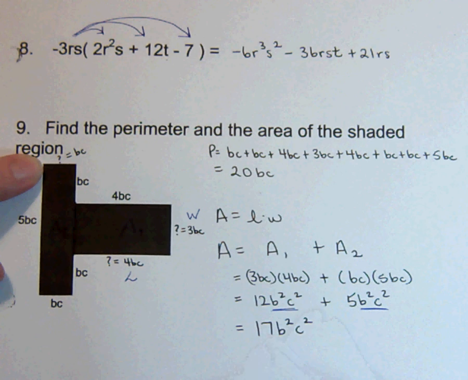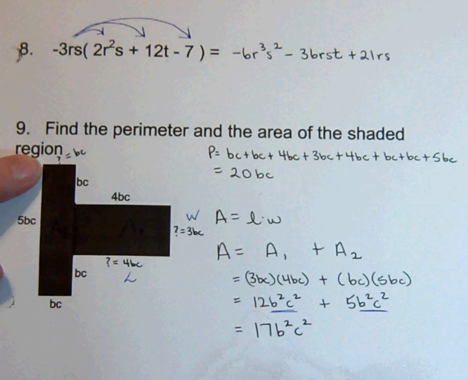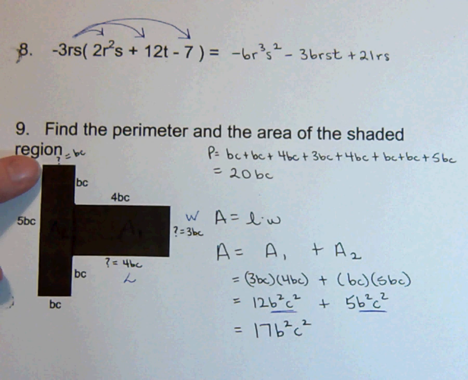You do get to add the 5 and the 12 to make 17. And that concludes 2-2.